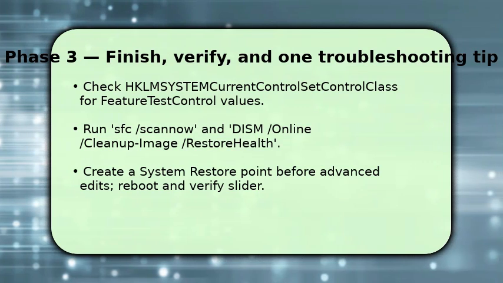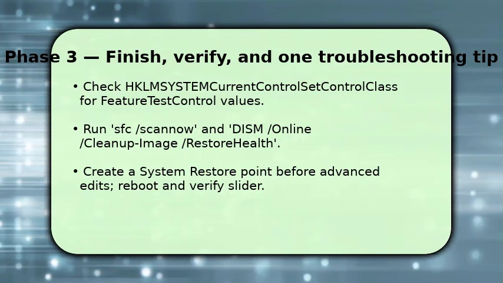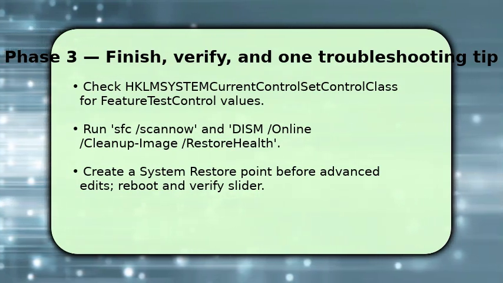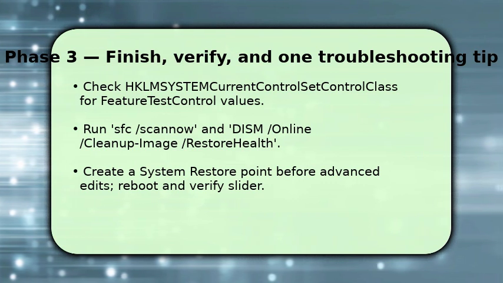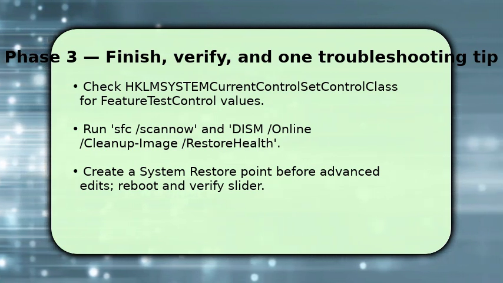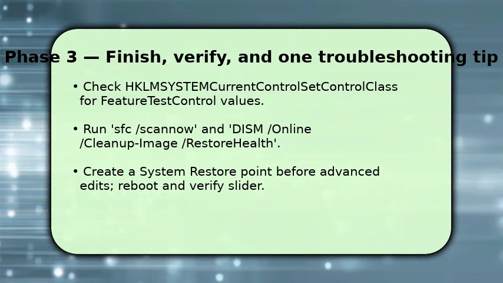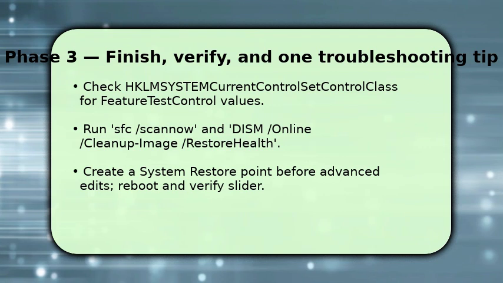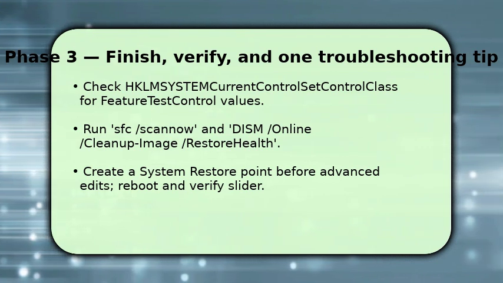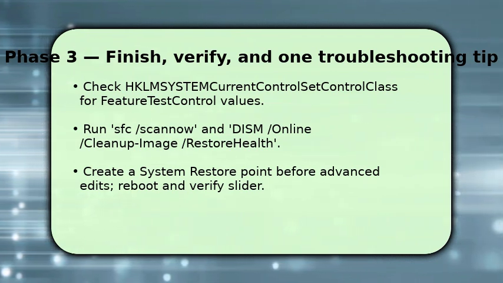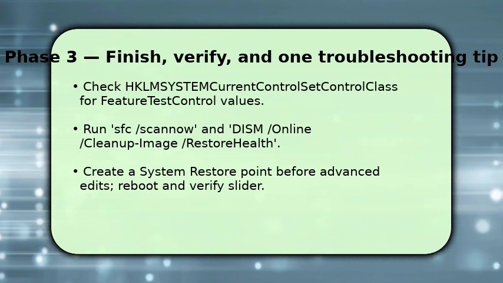Finally, handle persistent cases. If drivers and services failed, inspect the registry key for feature test control under the display class and ensure values aren't disabling brightness. You'll need admin rights. Run system integrity checks, sfc /scannow, then dism /online /cleanup-image /restorehealth to fix corrupted system files that hide UI elements.